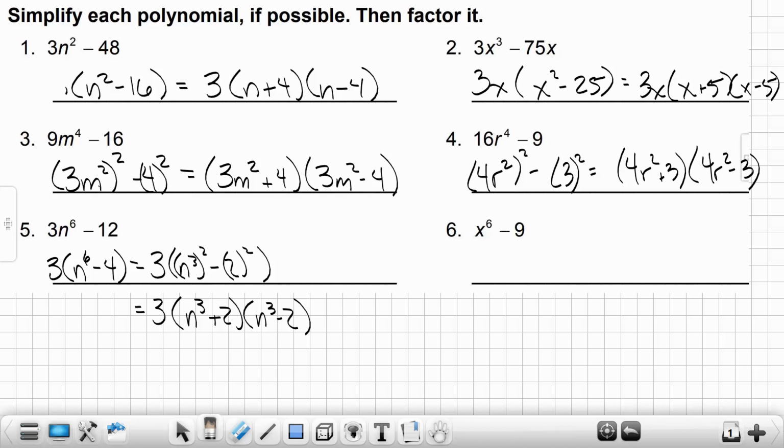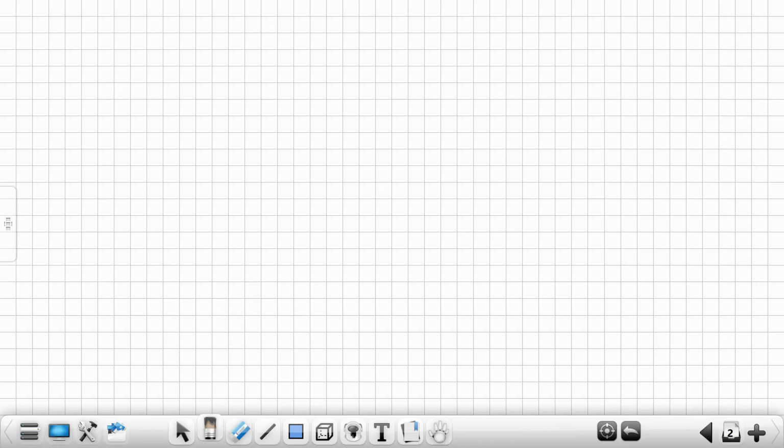Number 5 was totally. Isn't it n cubed, or n cubed squared plus 2? No. Because each of these items is squared, that lets me break it into that thing plus and that thing minus as well.